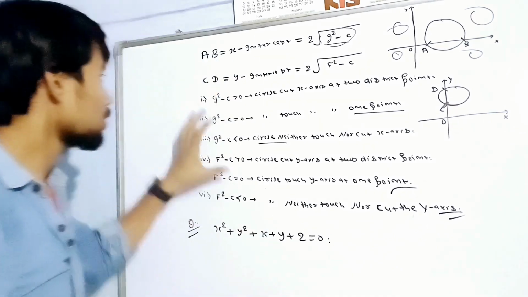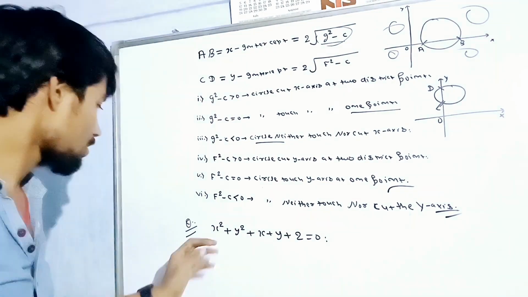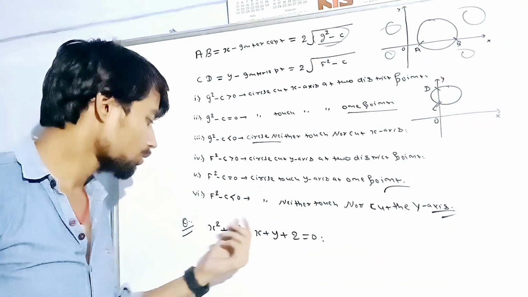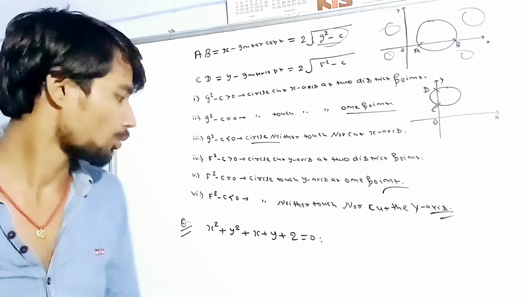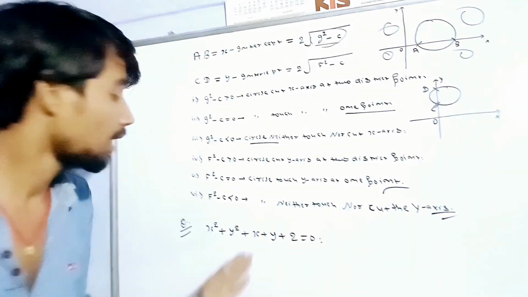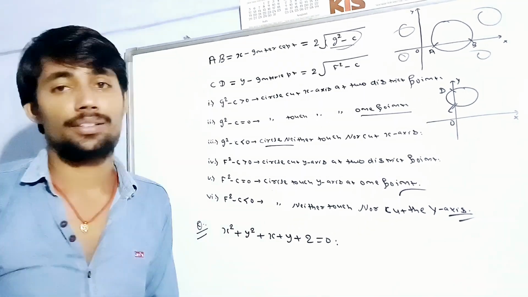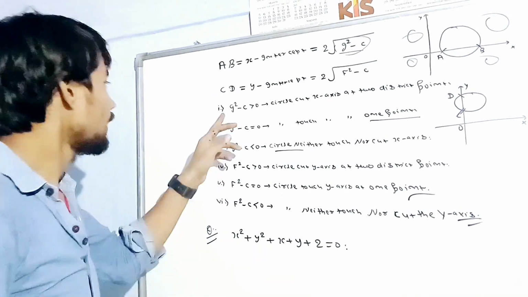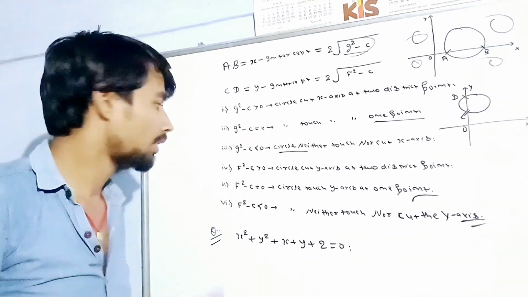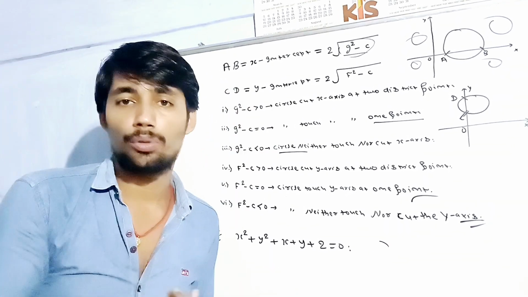In this concept, sometimes you are given the equation of a circle, x square plus y square plus x plus y plus 2, any type of equation of a circle is given, and asked whether this circle cuts or touches the x-axis or y-axis. You identify g, f and c, and check greater than 0, less than 0, equal to 0. And you can comment on it.